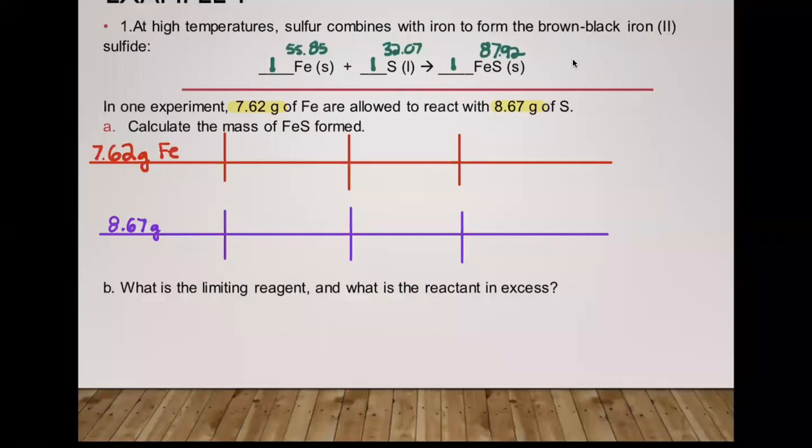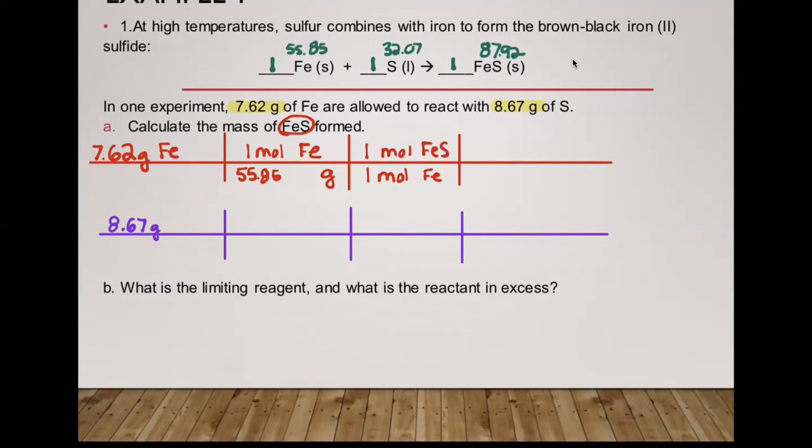Okay, I've set up what I know is going to be a 3-step conversion and put the molar masses above each of the compounds in the reaction. So we'll start by converting from grams of iron with a molar mass of 55.85 to moles of iron. And because we're trying to figure out how many grams of FeS we're forming, we're going to go from moles of iron to moles of iron sulfide.